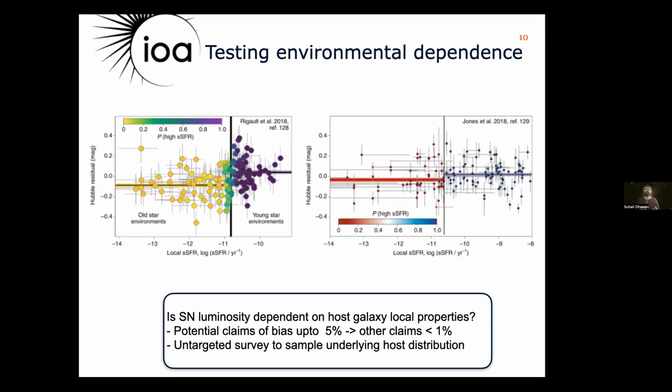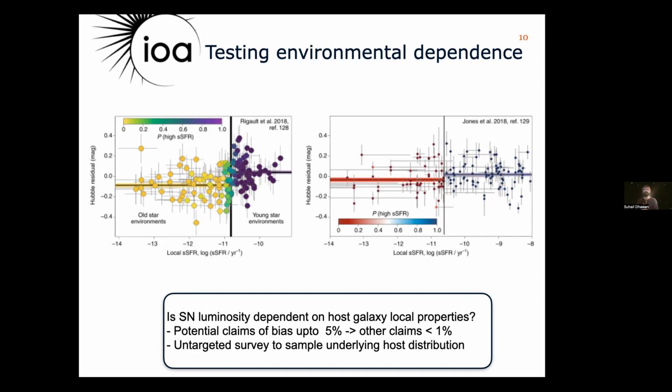So what people have looked at is, does this depend on local properties like specific star formation rate, so star formation rate per solar mass? And what has been found, and this is quite debated in the literature, is the extent to which the specific star formation rate step is impacting the inference on H0. So in some cases, people find that the difference between the young and the old star environments is quite high, like of order 0.1 to 0.15 mag.